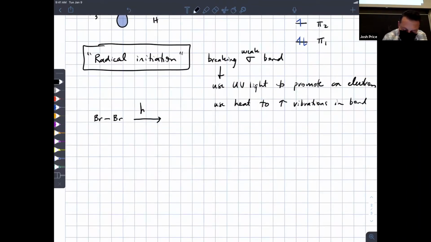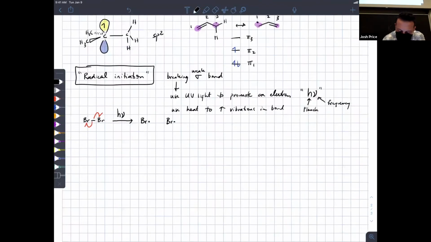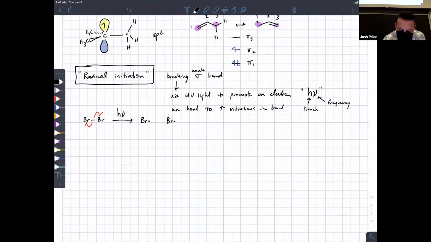And if you want to not draw the Greek letter and just use the Roman letter v, that's fine too. That excites an electron from the bonding to the anti-bonding orbital. The bond breaks, and either atom that was involved in the bond originally takes an electron away. That's called homolytic bond breaking. And that takes something that did not have any unpaired electrons and generates two radicals.